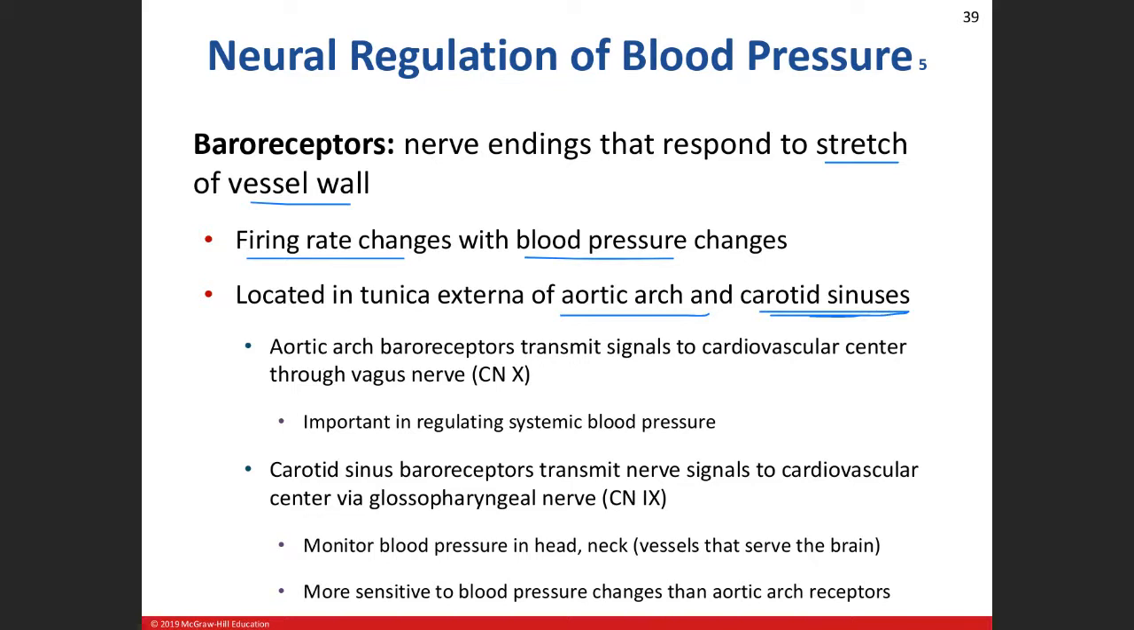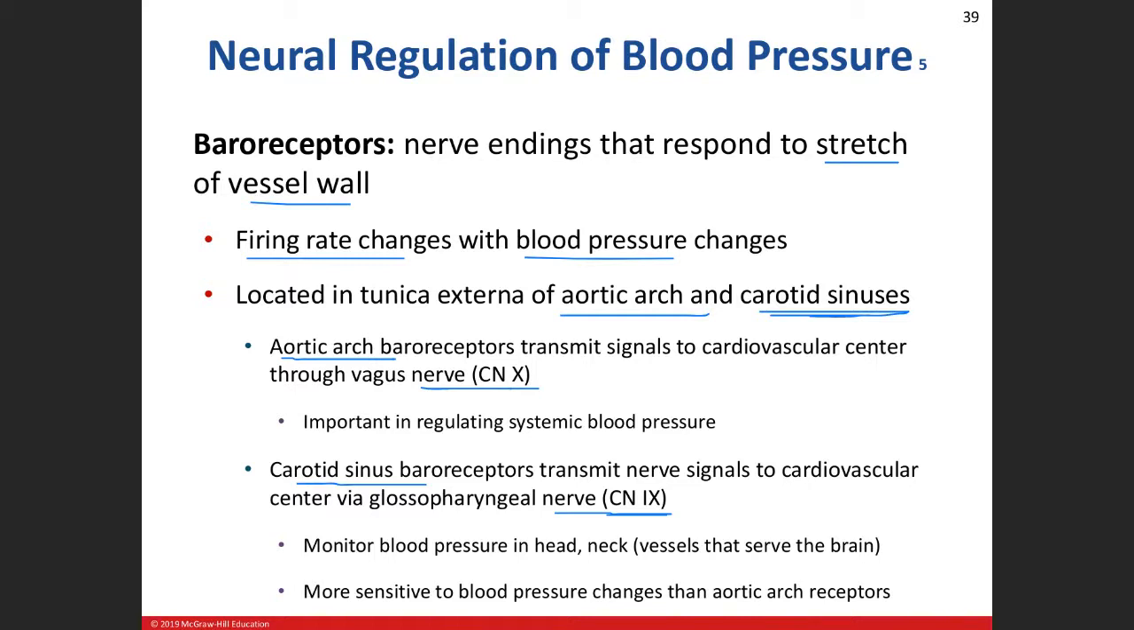You can Google it. All right, so when we're dealing with the aortic arch, those baroreceptors are going to transmit their information to the autonomic nervous system through the vagus nerve, cranial nerve number 10. And the carotid sinus baroreceptors are going to transmit their information through the glossopharyngeal nerve, cranial nerve number 9. Okay? So it's these baroreceptors that play a large role in regulation of systemic blood pressure.